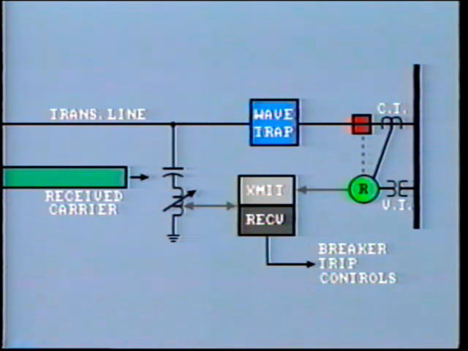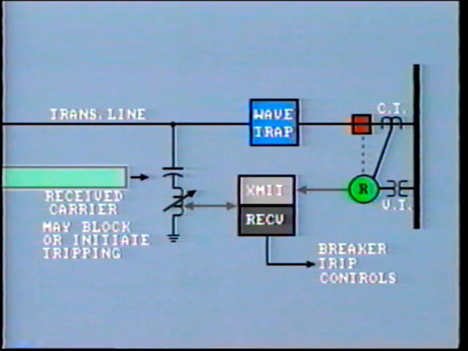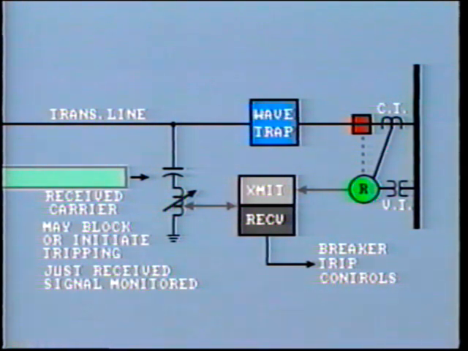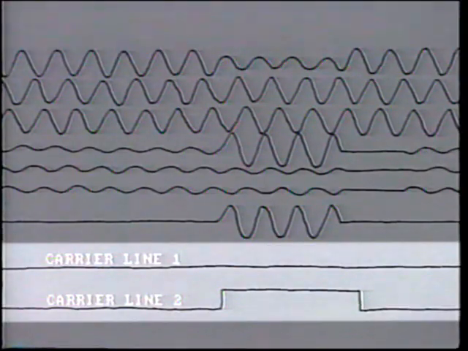Another important quantity to measure is the carrier signal, which may either block or initiate tripping. Typically, just the received signal is monitored for each line. This signal may be generated locally or at the far end of the line. With this information, we can often spot the cause of relay and breaker misoperations during faults.